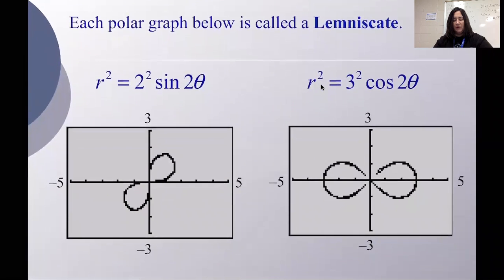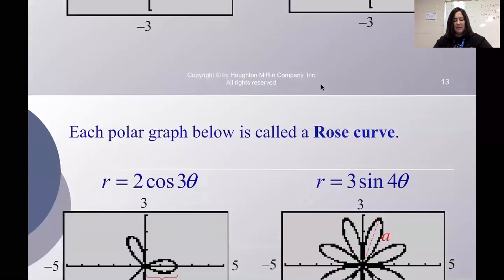Just an example here, you can see with the cosine, it's horizontal. With the sine, it's on the diagonal. So some different things to see.